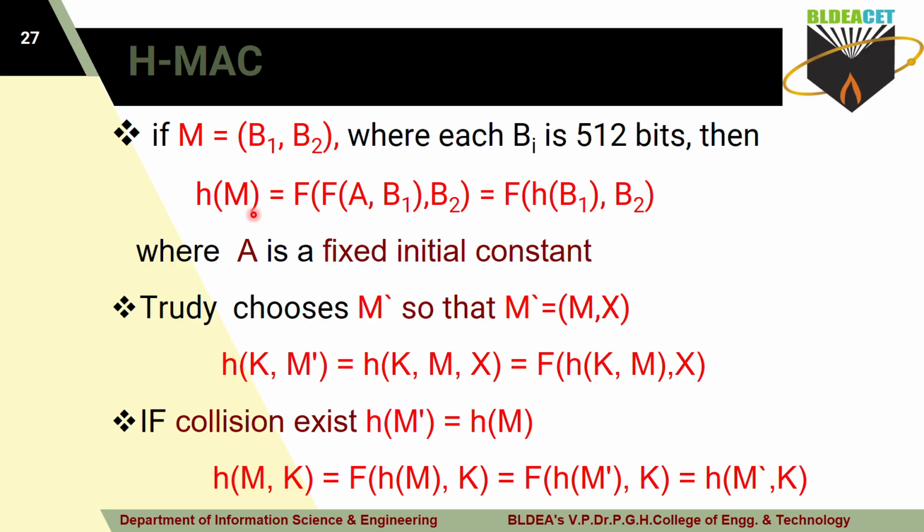Then H of M is the hash of the message here. Now in the Tiger hash function, you already know that it works in the form of rounds. So in the first round, A is a fixed initial constant. A, B, C are the initial constants, and the message is X of i. Same thing here: A is your ABC and B1 is Xi here.